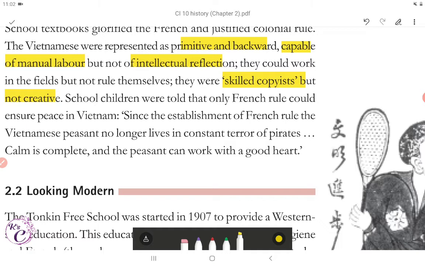School children were taught that only French rule could ensure peace in Vietnam. Since the establishment of French rule, the Vietnamese peasant no longer lives in constant terror of pirates. Calm is complete, and the peasant can work with a good heart.